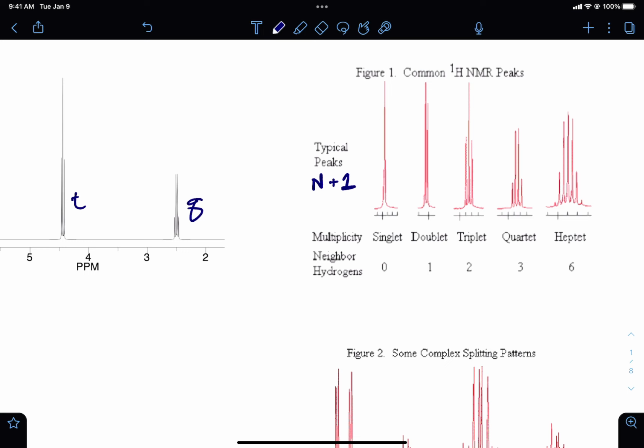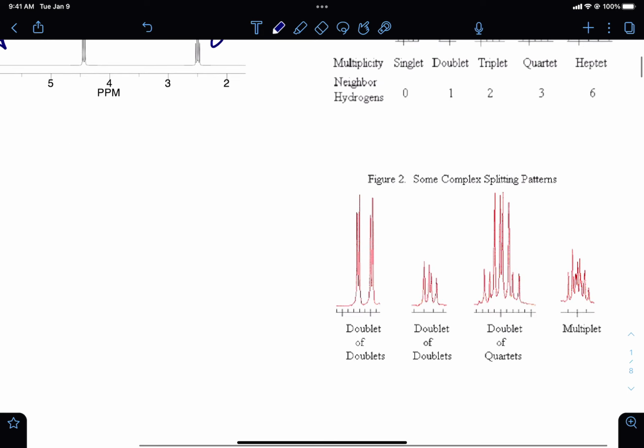Extrapolating on this pattern, if we had a heptet, that would mean that there are 6 neighbors. This is the n+1 rule, right? If you have 0 neighbors, you have 1 peak. If you have 1 neighbor, you have 2 peaks, the doublet. If you have 6 neighbors, you'd have a heptet, 7 peaks. So that's normal splitting. But the complex peaks, some of them are more obvious. For example, the doublet of doublets, you can see why that would be considered a doublet of doublets. Maybe you can see the doublet of doublets of triplets somewhere, or maybe recognize a doublet of quartets.